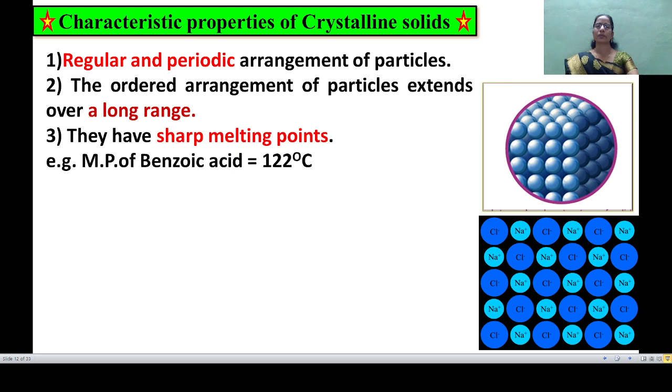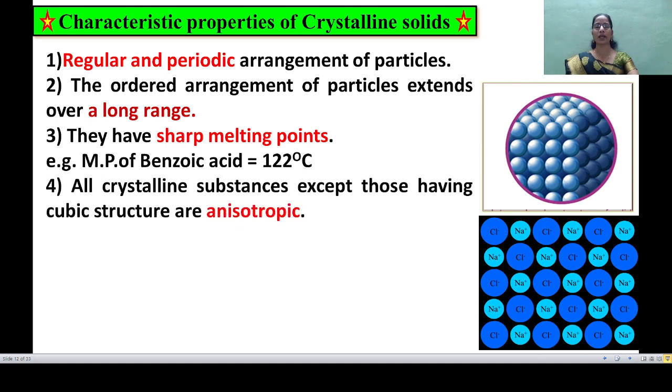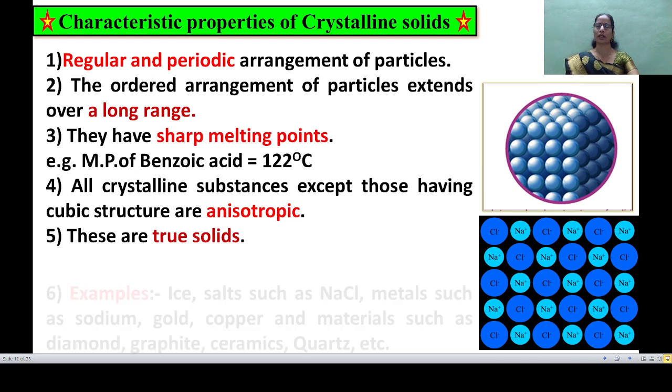Similarly, the other crystalline solids also have a sharp melting point. Now, the fourth property of crystalline solids is very important. All crystalline substances except those having cubic structure are anisotropic. I will tell you the meaning of the term anisotropy or isotropy in the next part of this video lecture. Okay, now see the fifth property, that is, these are true solids.